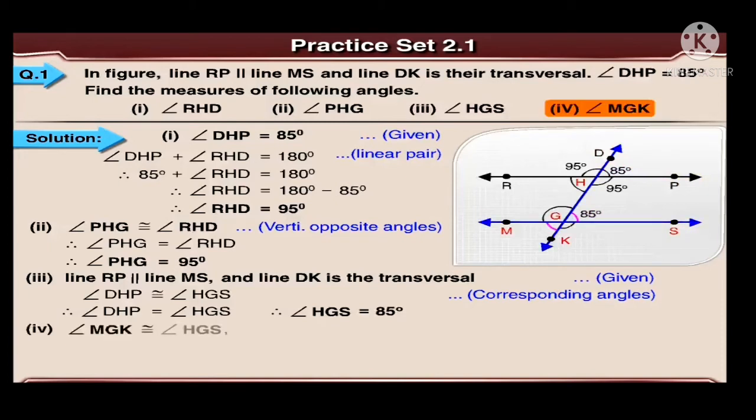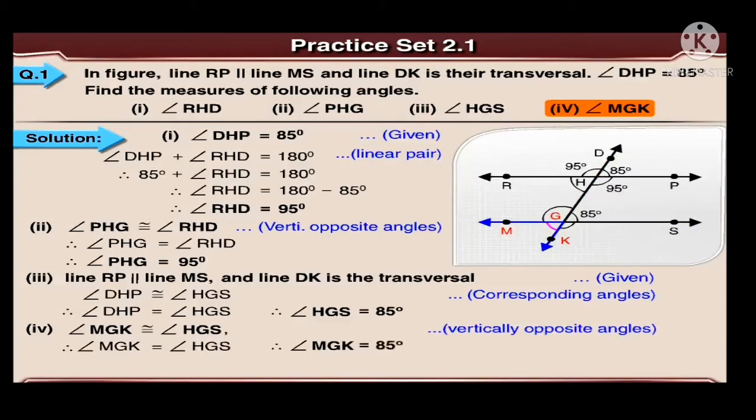Also, angle MGK is congruent to angle HGS because they are vertically opposite angles. Therefore, angle MGK is equal to angle HGS. Therefore, angle MGK is equal to 85 degrees.